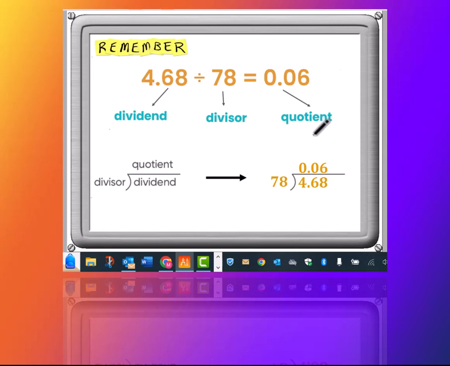When you set up your long division problem, the divisor, the second number in the expression, goes on the outside. That total amount, the dividend, goes inside the house. And the quotient, your answer, goes on top of our house. So this problem would look like this. The divisor, 78, goes on the outside. The dividend of 46,800 goes inside. And then our quotient, the 600, goes on top on the quotient line.